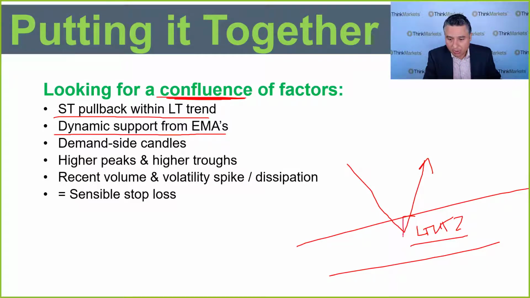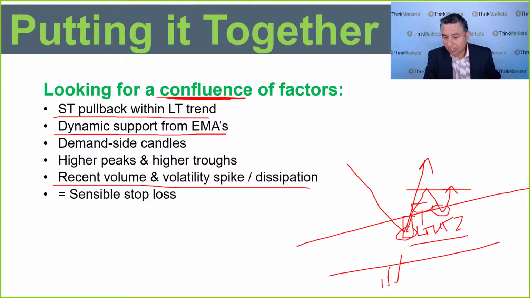Demand-side candles appearing in that zone: white marubozus or candles with lower shadows. High peaks and high troughs. Maybe you didn't get the exact point to get in, so we're looking for some confirmation that demand is in fact building through this phase. And recent volume volatility spikes, preferably, they tend to signal blow-offs, and then you want to see the volume diminish as the price tends to go up after that. And the other thing, which I won't go into too much today, but it does give us a really sensible place to set our stop losses.